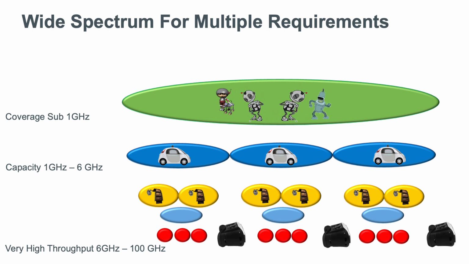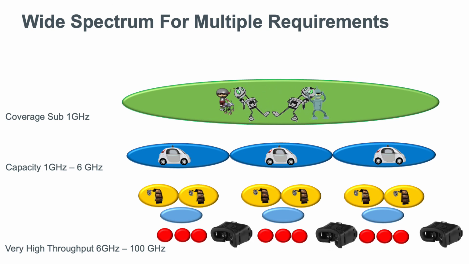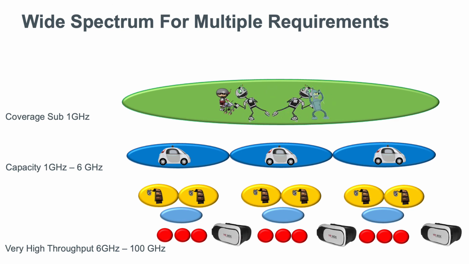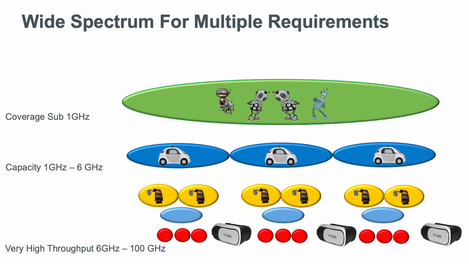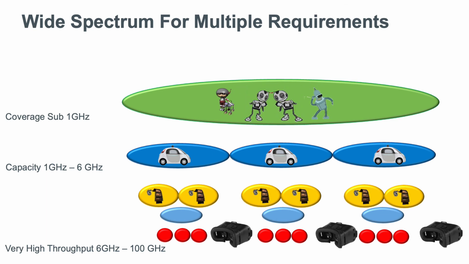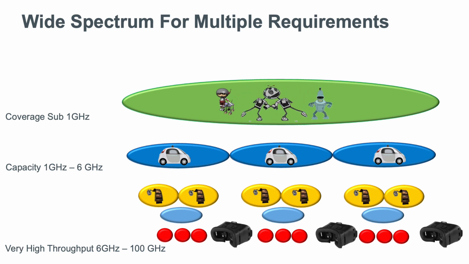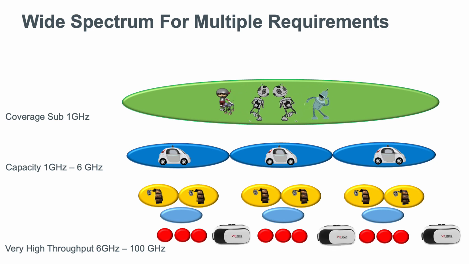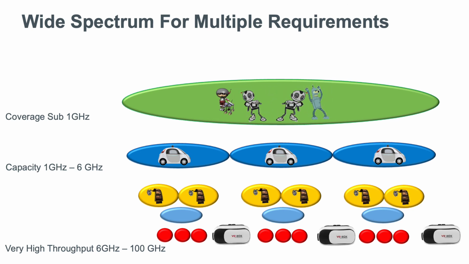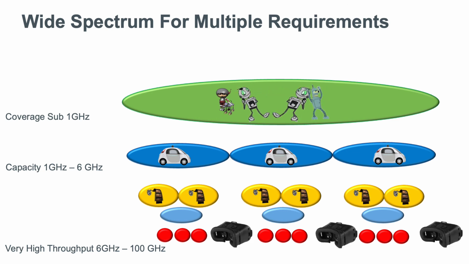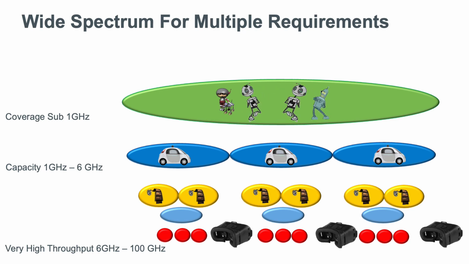In the higher frequencies, in the 6 gig to possibly even 100 gig in the future, we're going to see very high performance. For example, we'll be able to support very high speed downloads of high definition 4K, high dynamic range video, possibly in just a few seconds onto our devices. And we'll also be able to support augmented reality and virtual reality applications, with much better resolution and quality of experience than was previously possible.